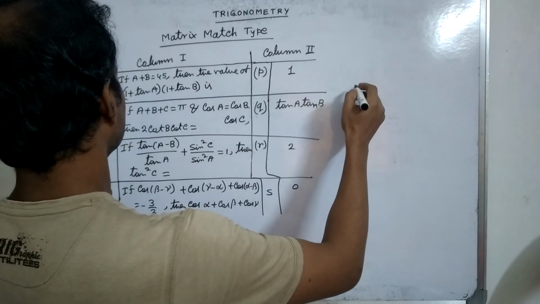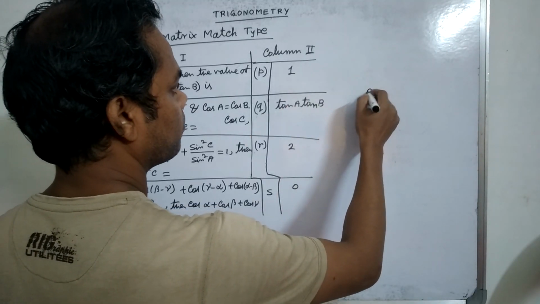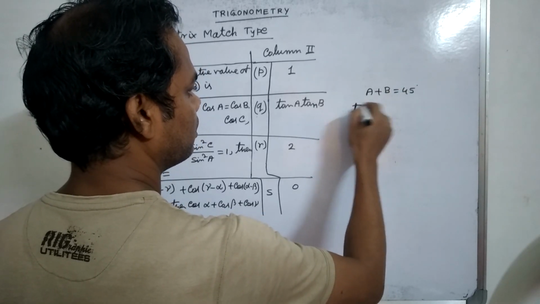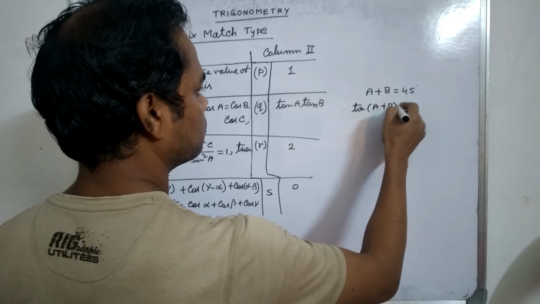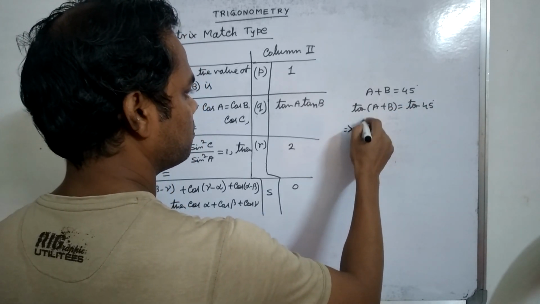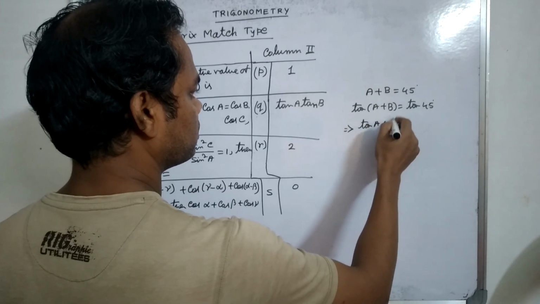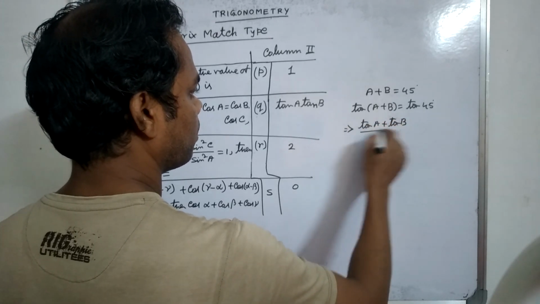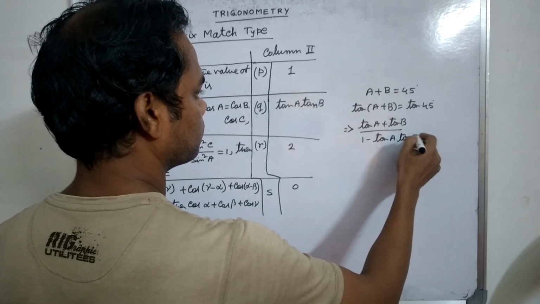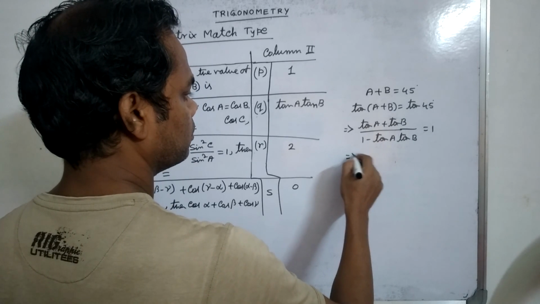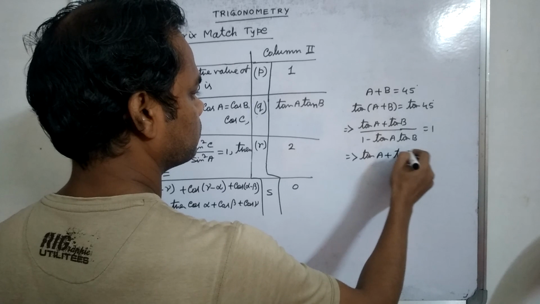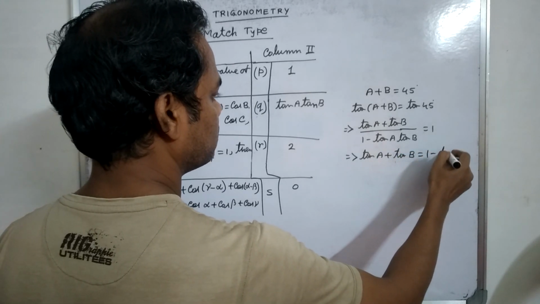So the first sum is if tan (a plus b) equals 45. So a plus b is equal to 45, then tan (a plus b) is equal to tan 45, and tan (a plus b) is equal to (tan a plus tan b) by (1 minus tan a tan b), which is equal to 1. So tan a plus tan b is equal to 1 minus tan a tan b.